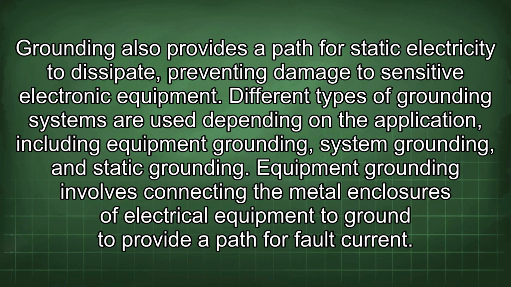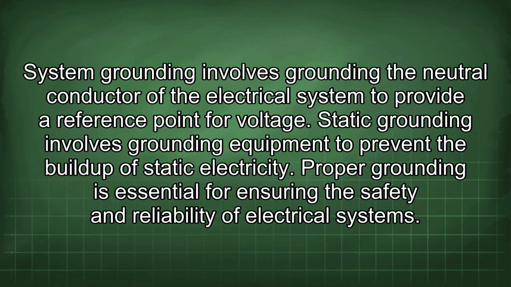Equipment grounding involves connecting the metal enclosures of electrical equipment to ground to provide a path for fault current. System grounding involves grounding the neutral conductor of the electrical system to provide a reference point for voltage. Static grounding involves grounding equipment to prevent the buildup of static electricity. Proper grounding is essential for ensuring the safety and reliability of electrical systems.